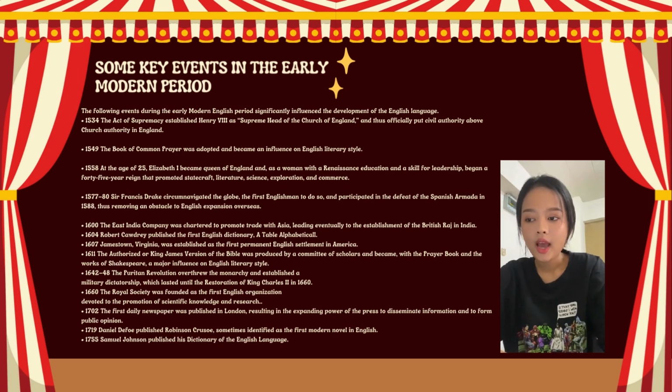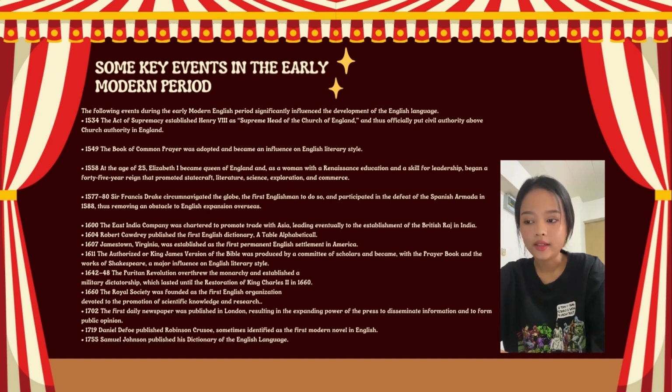1558. At the age of 25, Elizabeth I became Queen of England, and as a woman with a Renaissance education and skillful leadership, began a 45-year reign that promoted statecraft, literature, science, exploration, and commerce.